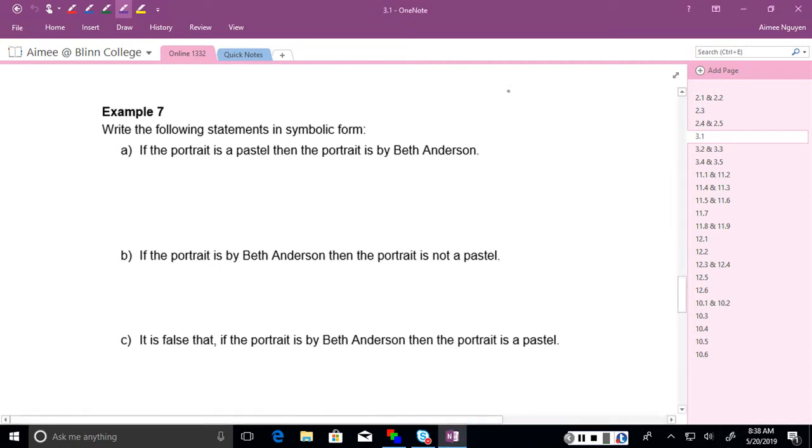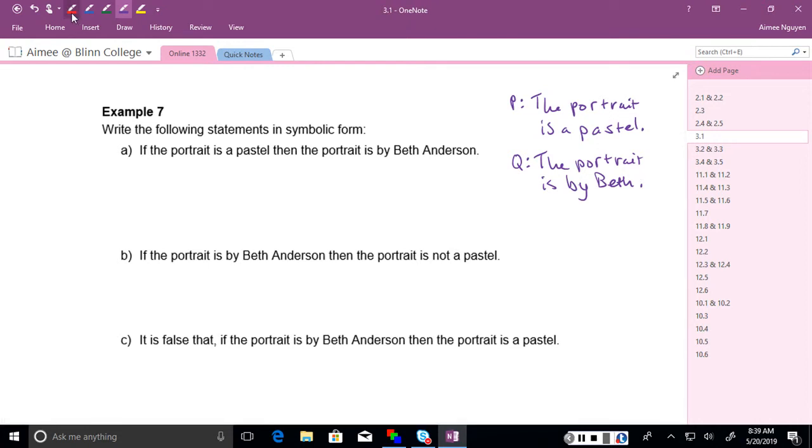So we'll start with P, and that's the portrait is a pastel. And then Q will be the portrait is by Beth. And now I can link these two together.